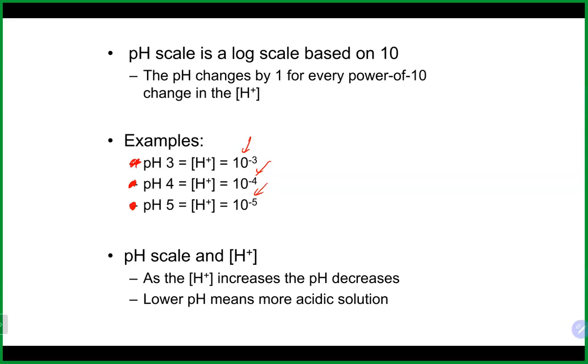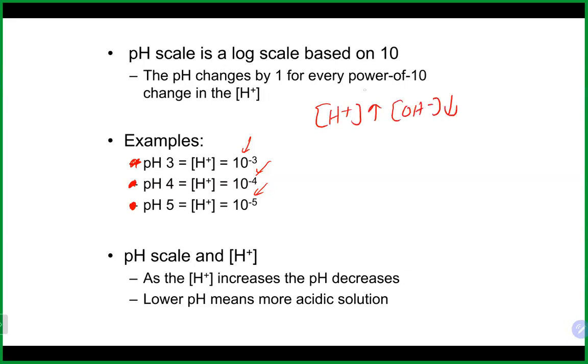As the H plus concentration increases, that means there's more H plus in the solution, and the pH actually goes down, and vice versa. As the H plus concentration gets smaller, the pH will go up. And that is really because of the relationship we talked about earlier.